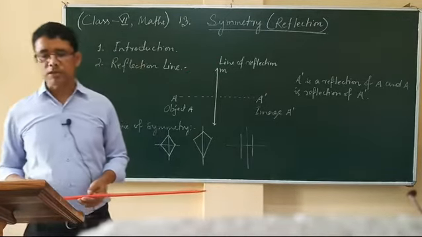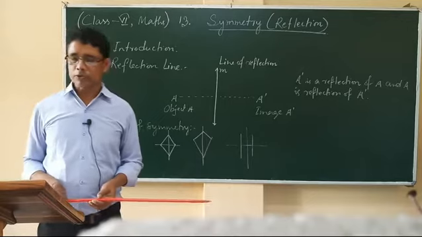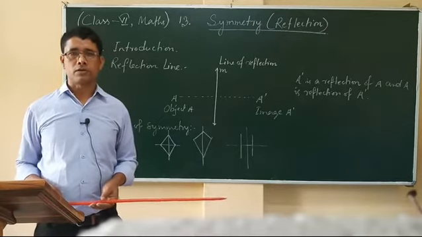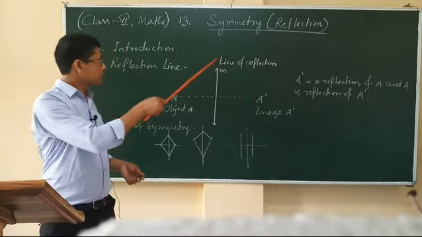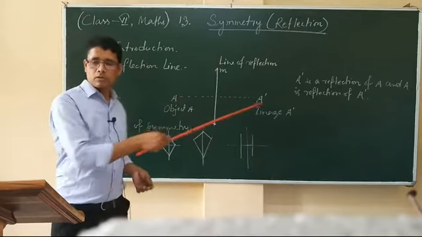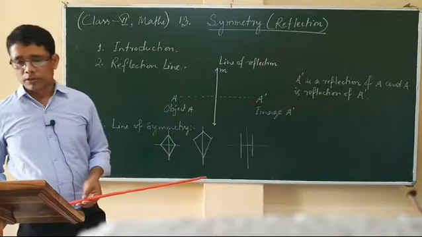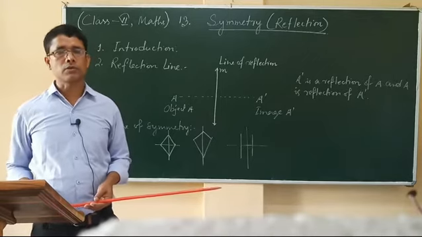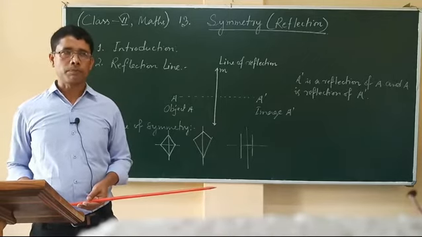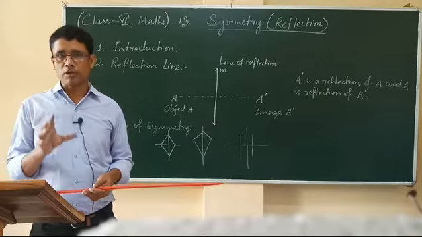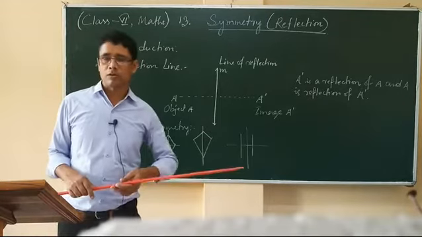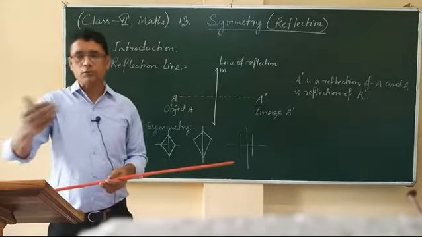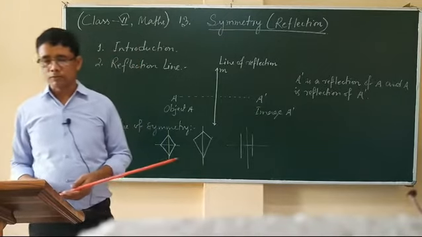That means a reflection in a line produces a mirror image. The image is the same size, but it is a reflection of the original shape. That means the size of the image is the same as that of the object. The only difference is that it is due to reflection.